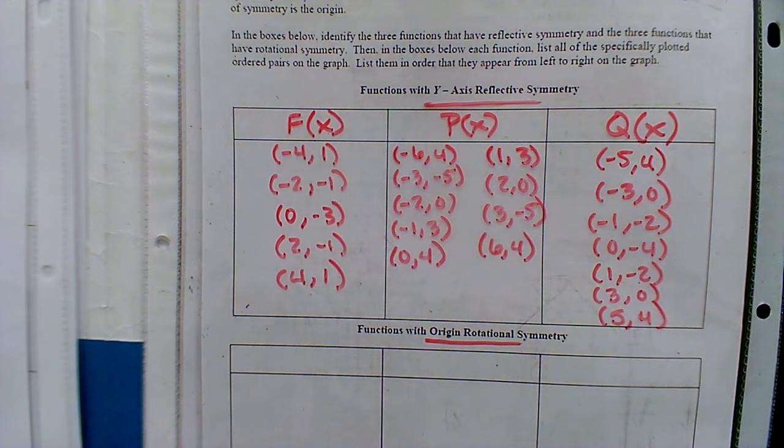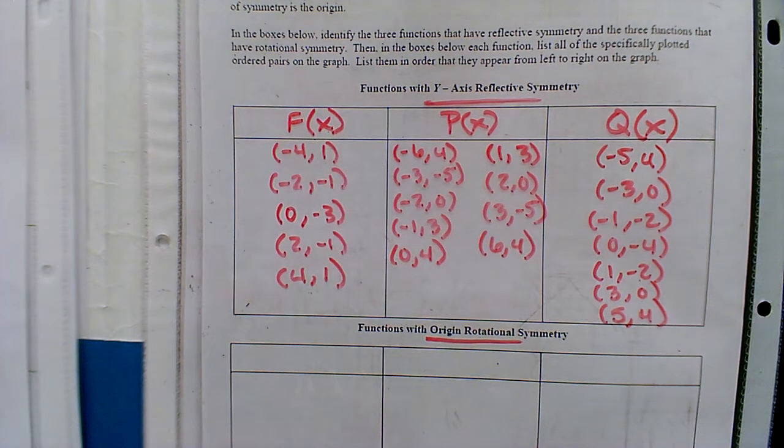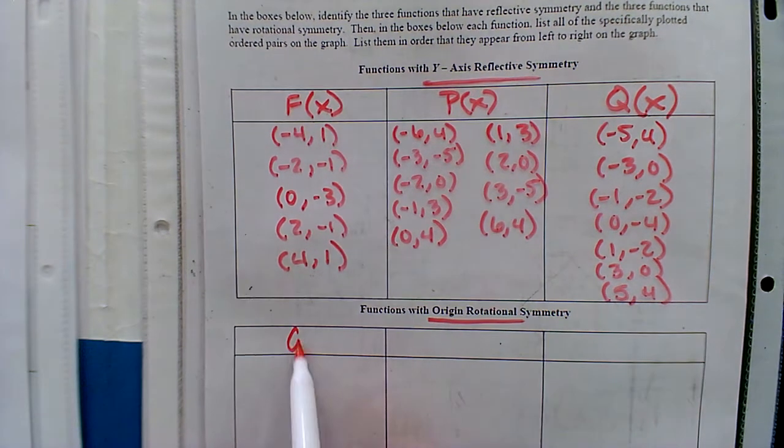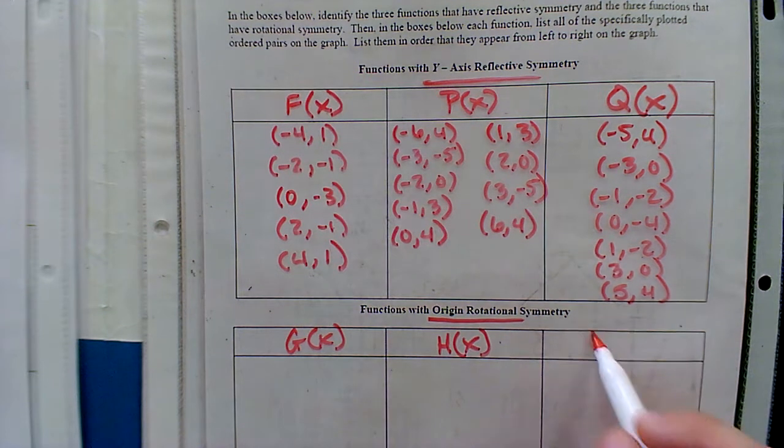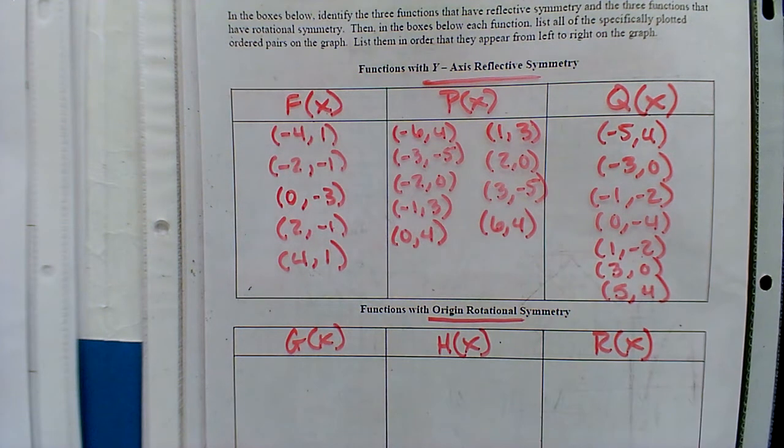Alright, when you guys get done with the y-axis table, can you move on to the origin? Those are the other three graphs that we talked about: g of x, h of x, and r of x. Go ahead and write down the ordered pairs from those ones too. We're writing them down because we're eventually going to want to try to find a pattern, a connection between all these numbers that have origin symmetry and y-axis symmetry.